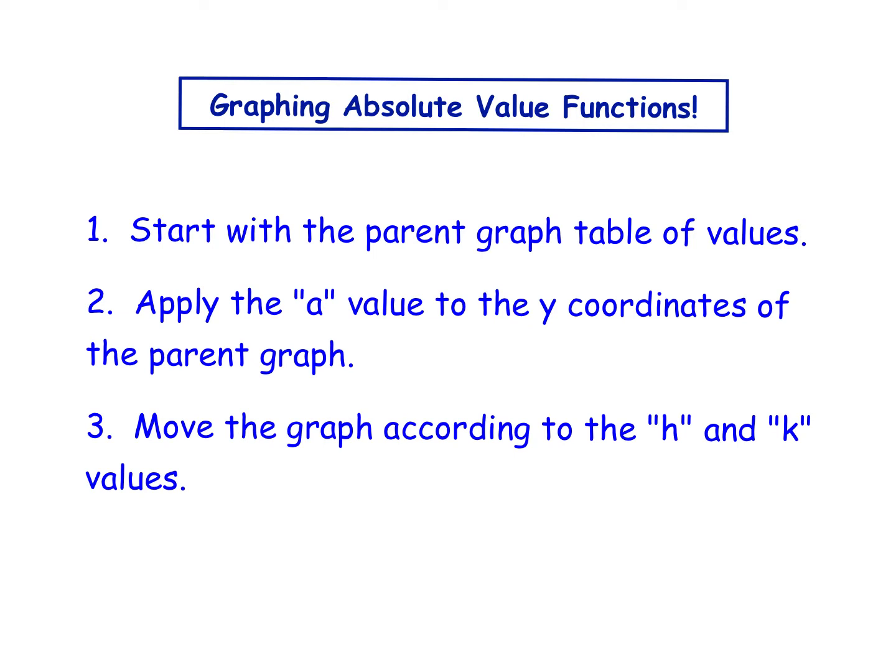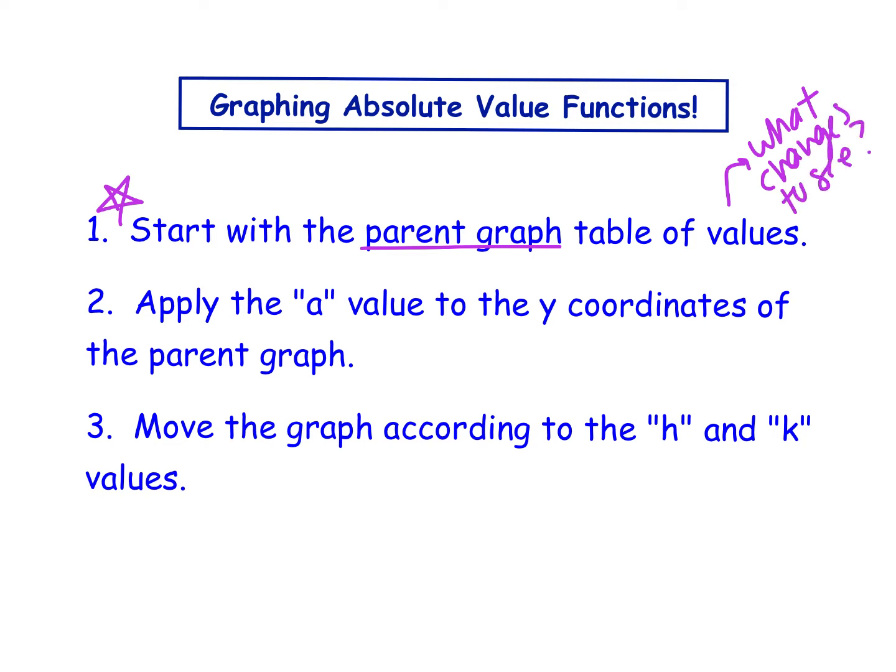So now that we know how to make predictions about how that child graph is going to change when compared to the parent graph, now we're going to jump in and actually start graphing these. And these are the 4 steps we're going to go through. Each time, we're going to start with the parent graph table of values. We've graphed the parent graph before. We're going to start with that parent graph table of values, and then we're going to start thinking through, okay, what changes do we expect based on the equation?